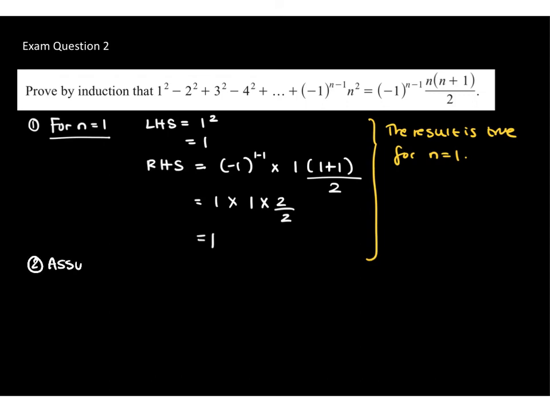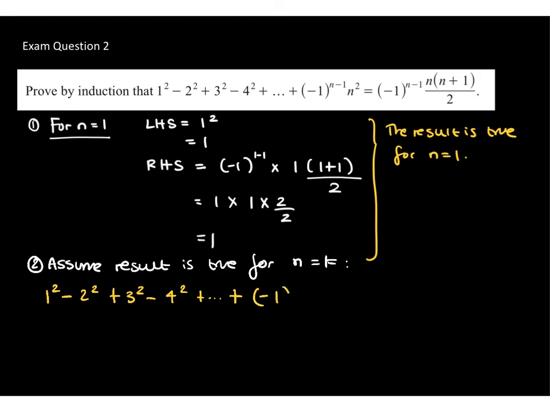So we're going to assume the result is true for some integer n equal to k, which then tells us that 1 squared minus 2 squared plus 3 squared minus 4 squared plus all the way up to the kth term must be equal to negative 1 to the k minus 1, k multiplied by k plus 1 all over 2. Very complex, there's a lot to think about here. So this is the result for n equals k.